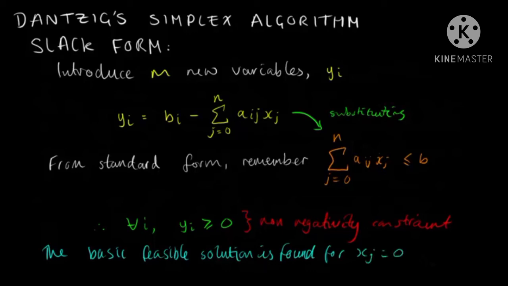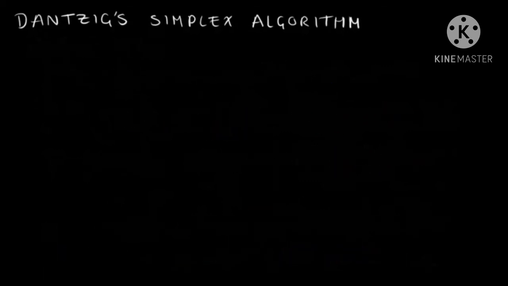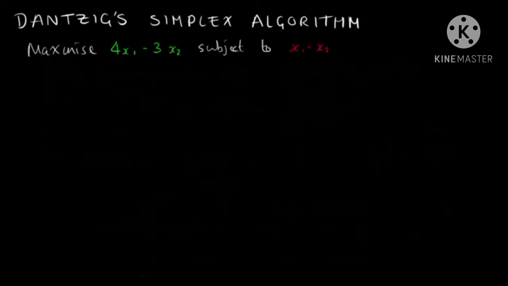The last point to make about slack form is we also introduce a new variable for the objective function. We will refer to all of these new variables as the basic variables and all of the original variables as the non-basic variables. Right, so now let's get on to how to actually do the algorithm. Let's take an example linear program where we're maximizing this objective function under these constraints.